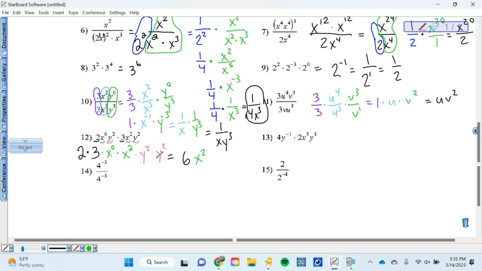And then y squared times y squared. What do I do with my exponents? 2 plus 2 is? So y to the 4th. And that's my answer. That's it. Can you guys try 13, please?